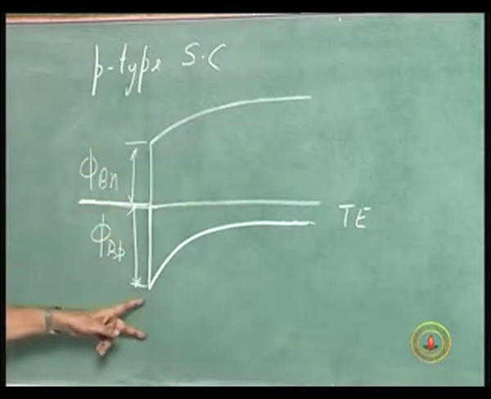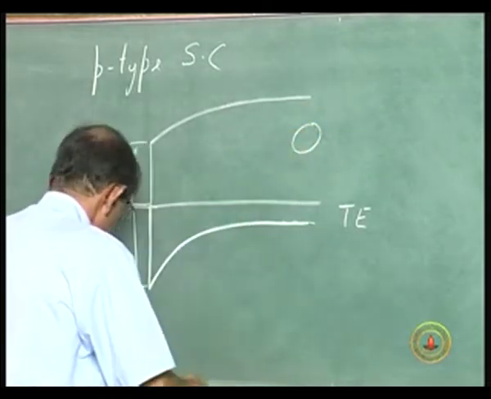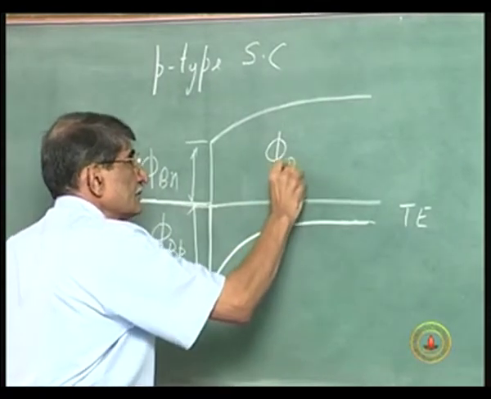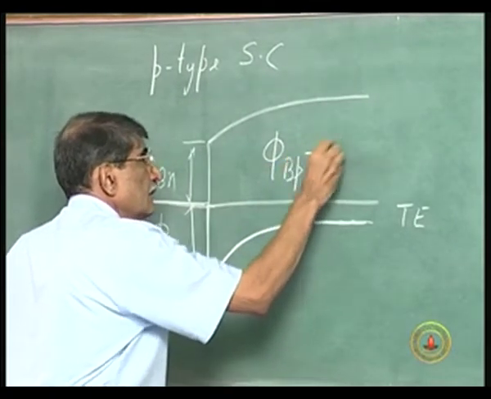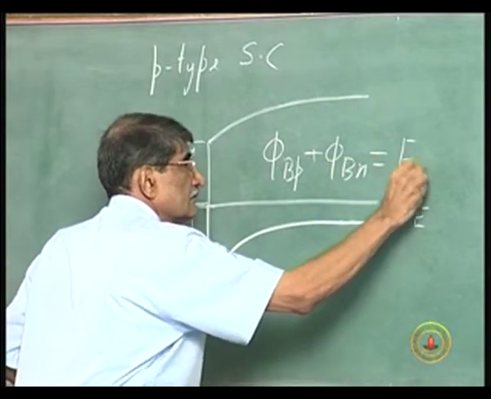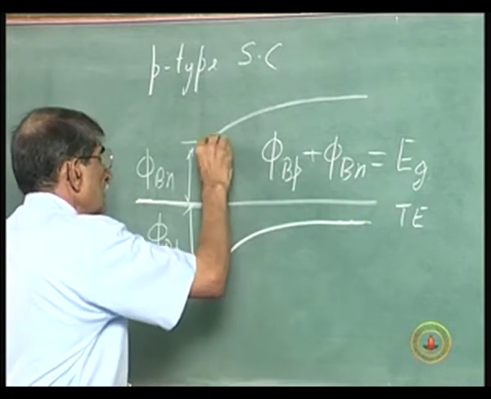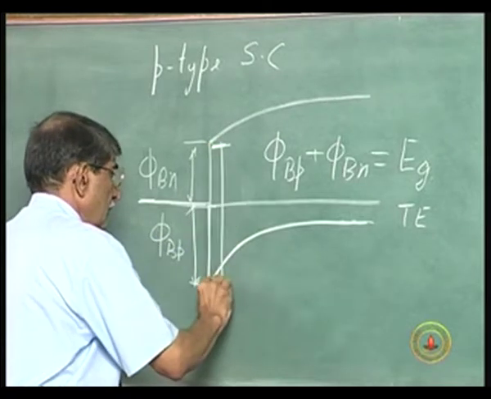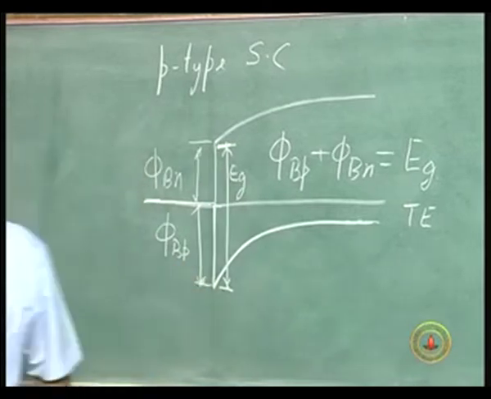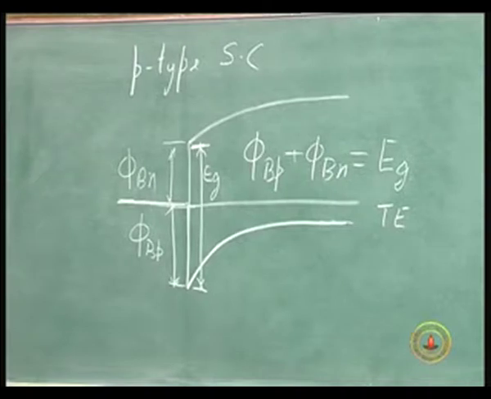The sum of the two is equal to Eg, the band gap. So, in all the cases the sum of phi Bp plus phi Bn is equal to Eg, the band gap. Band gap is this one. So, that is the situation in this particular case.